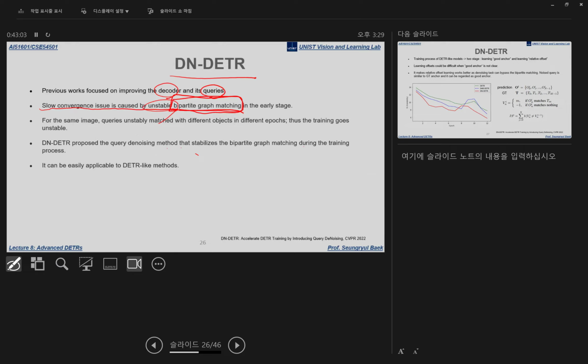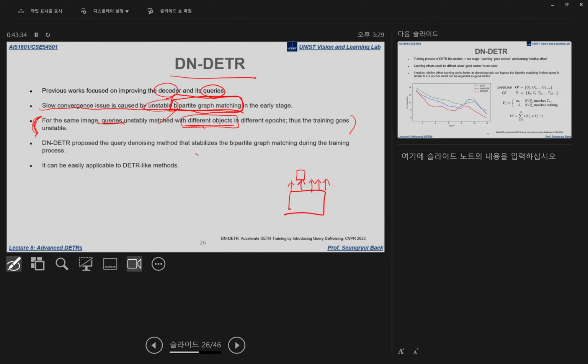Okay. So that is the problem for DETR. The query is unstable. They are matched with different objects in the early stages. How to say? From the DETR, we estimate a lot of outputs.